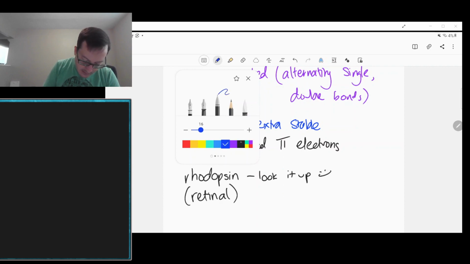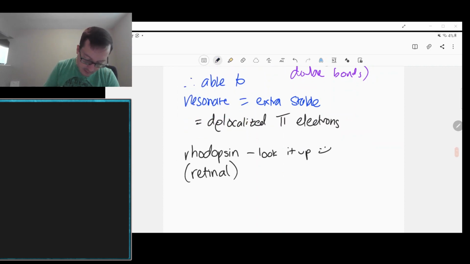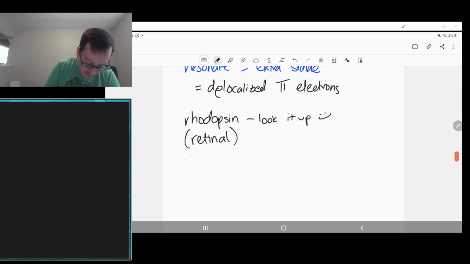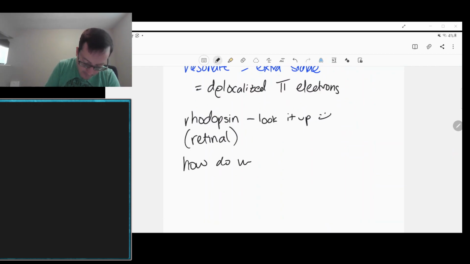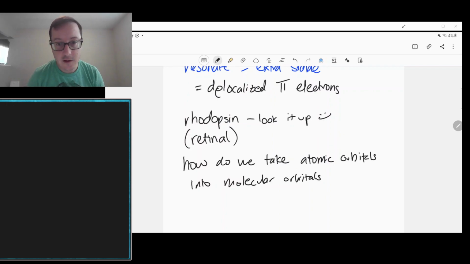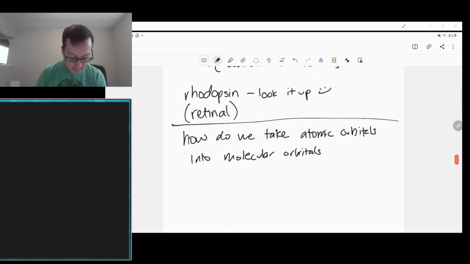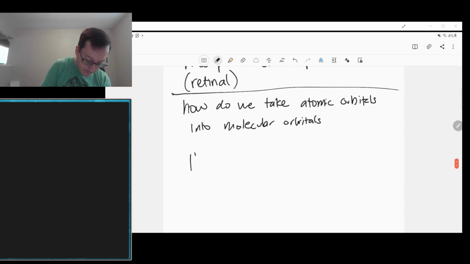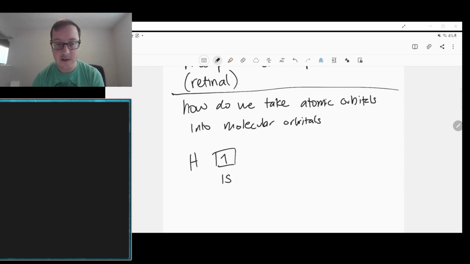So, let's talk about molecular orbitals now. How do molecules bond? How do we take atomic orbitals into molecular orbitals? Let's see how things are being shared in molecular orbitals. So we know atomic orbitals. We have done this many times, yes.